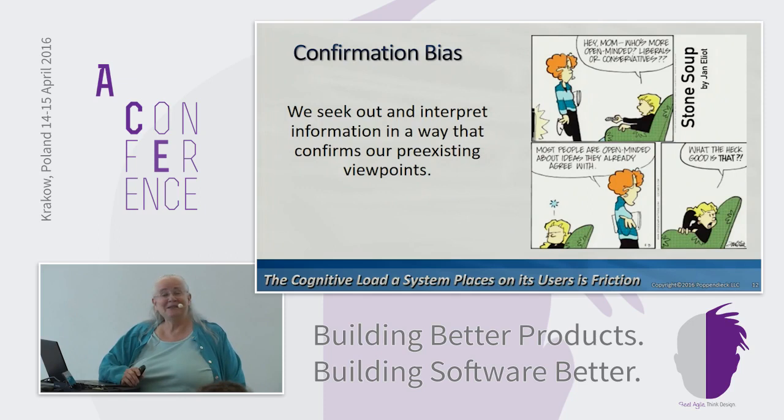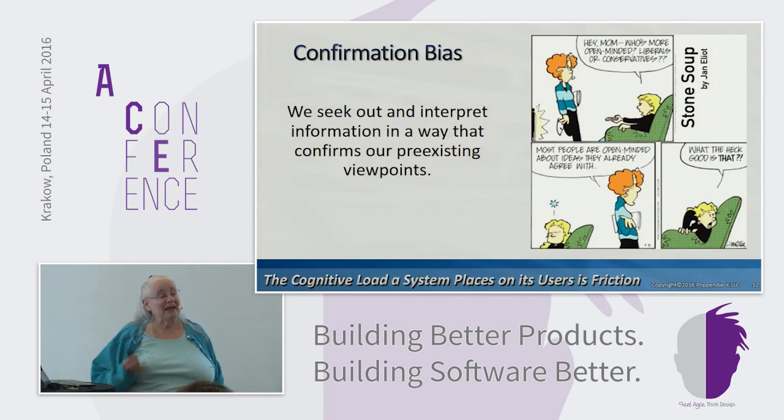So what good is that? That's what she wants to know. What good is it if you're open-minded about ideas you already agree with? That's basically the definition of confirmation bias. People are open-minded about ideas that they already agree with. So you have to think about those biases as you design systems.